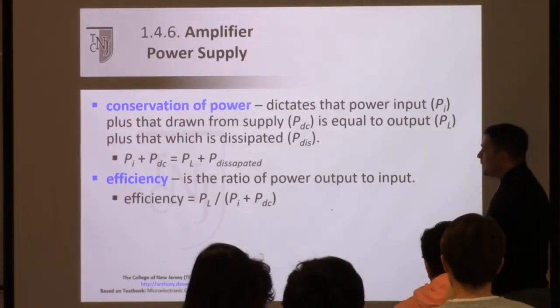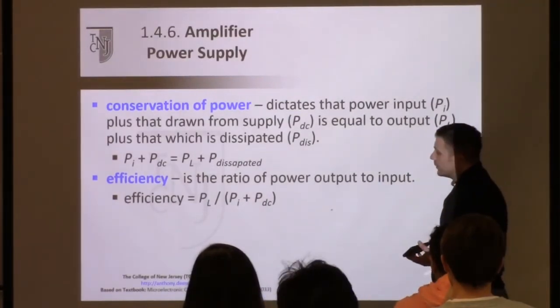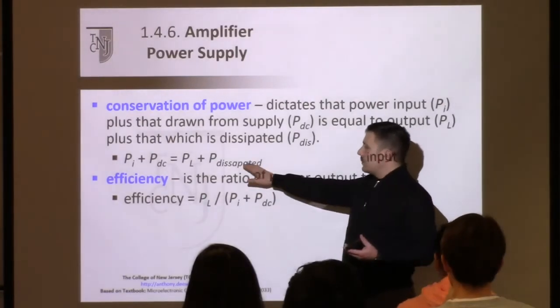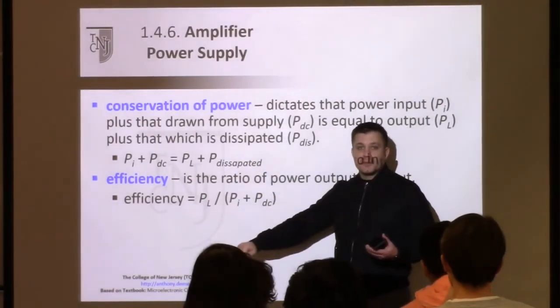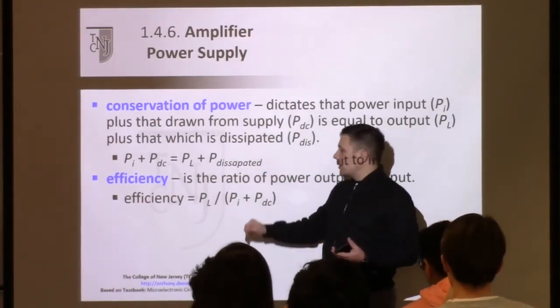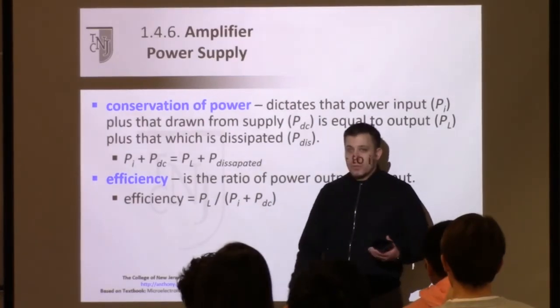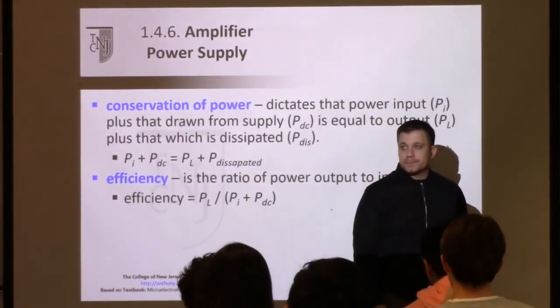Efficiency is the ratio of the power output to the input. So if the P dissipated is 0, efficiency will be 100%. As that gets larger, this ratio will get smaller.